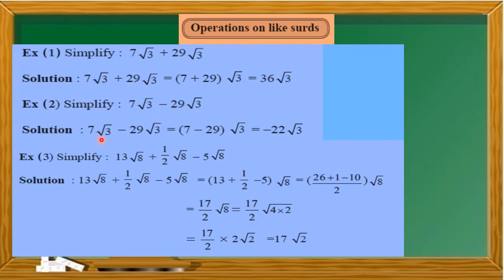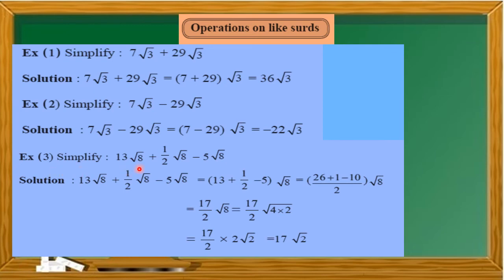Solution. 7 root 3 minus 29 root 3 is equal to 7 minus 29 root 3. The root 3 part is same, which is taken outside the bracket. 7 minus 29 is minus 22. Therefore, minus 22 root 3. In this way, you can subtract the like surds. We will see the third example.